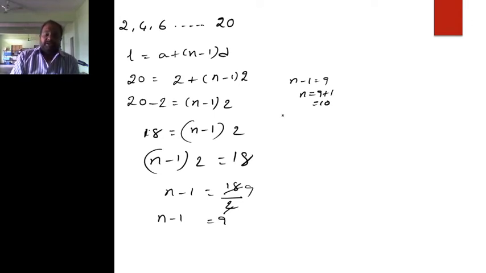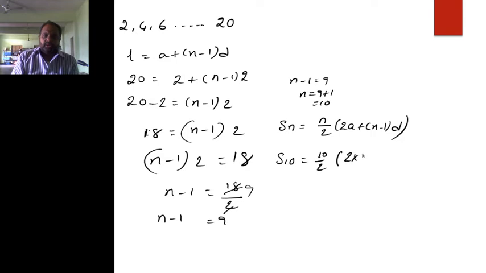Already in the previous class we discussed n. So here the sum of n terms is equal to, what is the formula? n by 2 into 2a plus n minus 1 into d. So S10 is equal to 10 by 2 into 2 into 2 plus n minus 1. n means 10. 10 minus 1 into d, that is equal to 2.